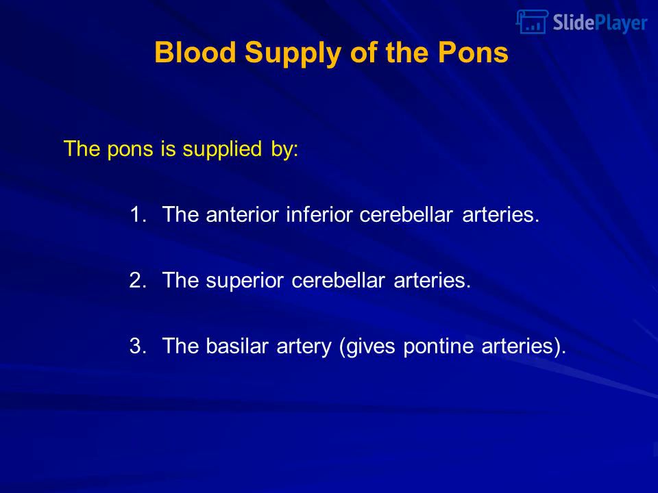Blood supply of the pons. The pons is supplied by the anterior inferior cerebellar arteries and the superior cerebellar arteries. The basilar artery gives pontine arteries.